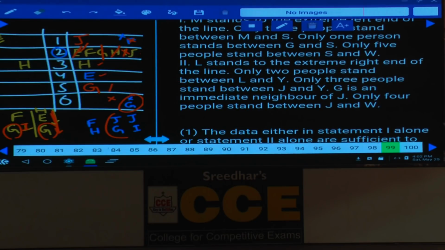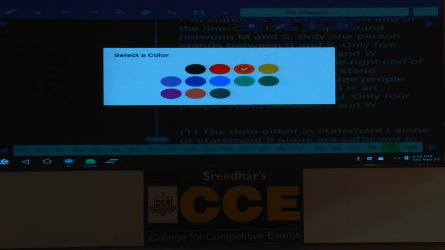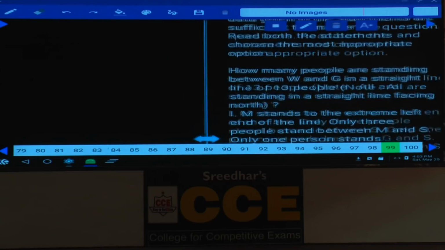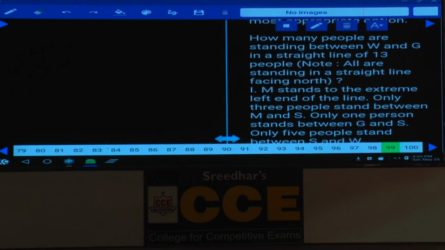Question number 99. Tell me what is the information here? How many people are standing in between W and G in a straight line of 13 people? How many people are there in total? We have 13 people. Among these 13 people, we need to find out how many are in between W and G.